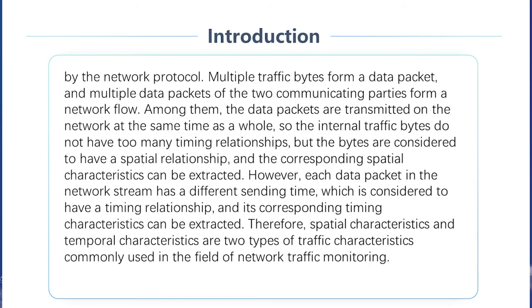However, each data packet in the network stream has a different sending time, which is considered to have a timing relationship, and its corresponding timing characteristics can be extracted. Therefore, spatial characteristics and temporal characteristics are two types of traffic characteristics commonly used in the field of network traffic monitoring.